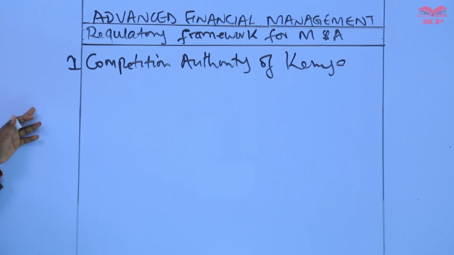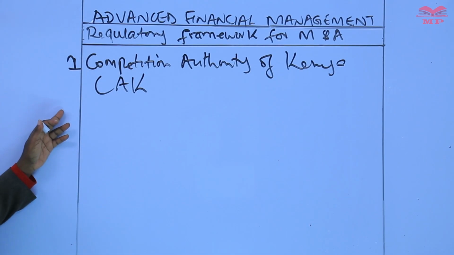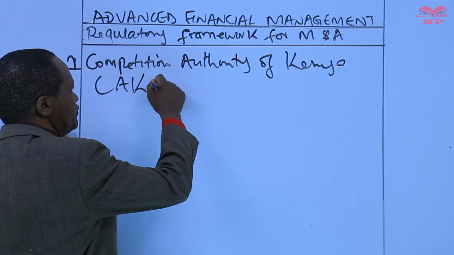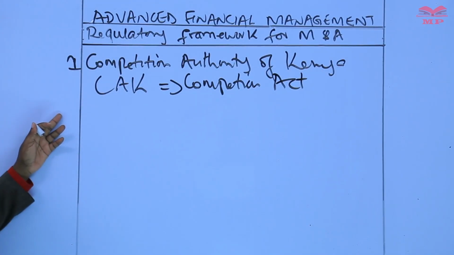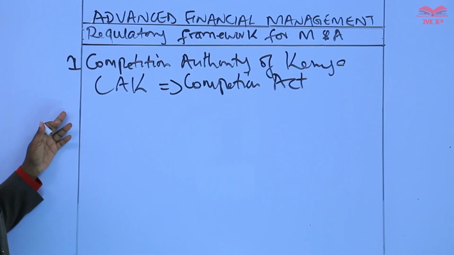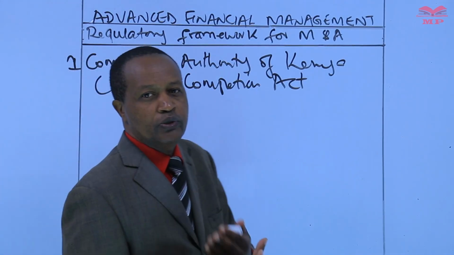And the mandate of the CAK is derived from the Competition Act. This is an act of parliament that stipulates that there ought to be a Competition Authority of Kenya, which has been put in place since the year 2010. It is the principal legislation governing mergers and acquisitions, right? The Competition Authority of Kenya is the principal governing body.